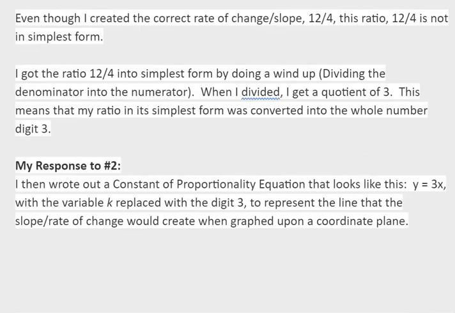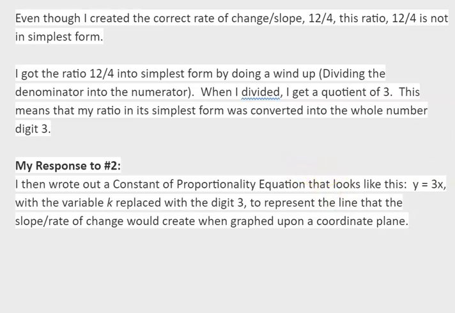Some other areas where they showed me here, they said, you know what, even though I did create a correct ratio here, it's not in simplest form. And here's how I do it. So you can see there's a lot of ways down here. They're thinking and reasoning. I wrote this out. I used the digit 3 to replace k. Then I can use this to represent a line that's graphed upon the coordinate plane. There's a lot of good reasoning there.